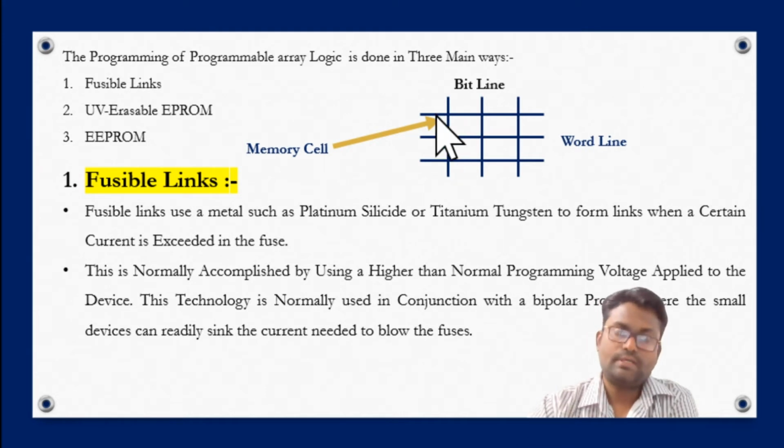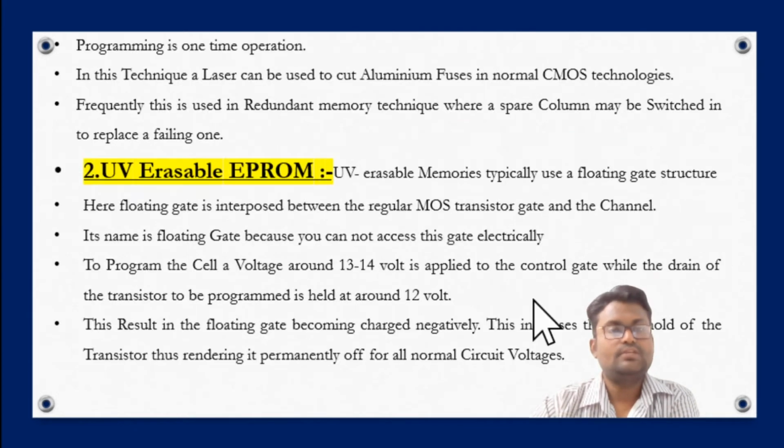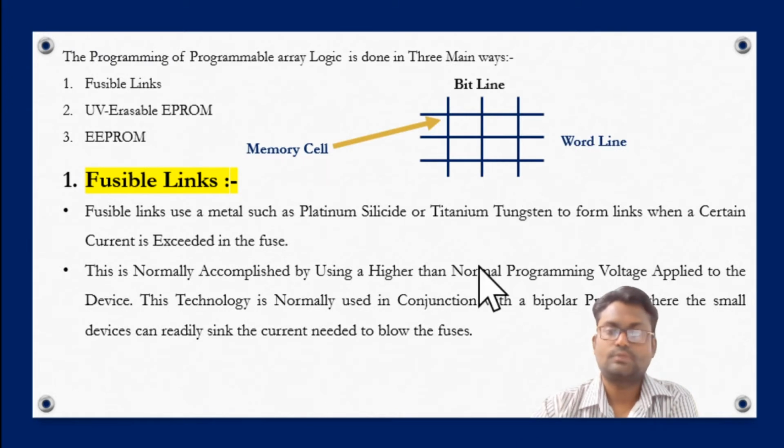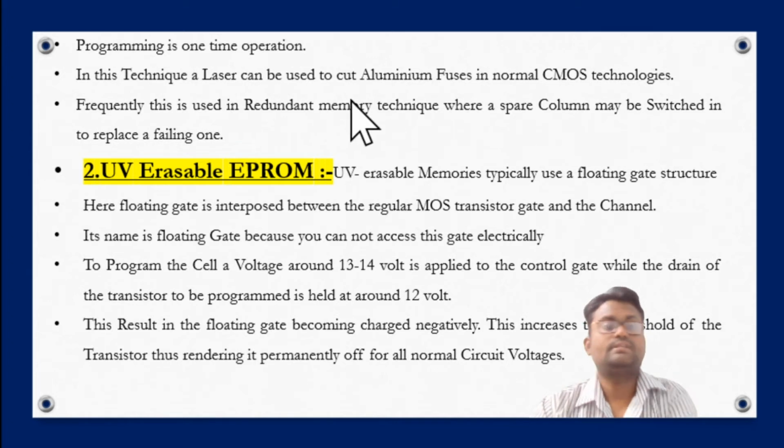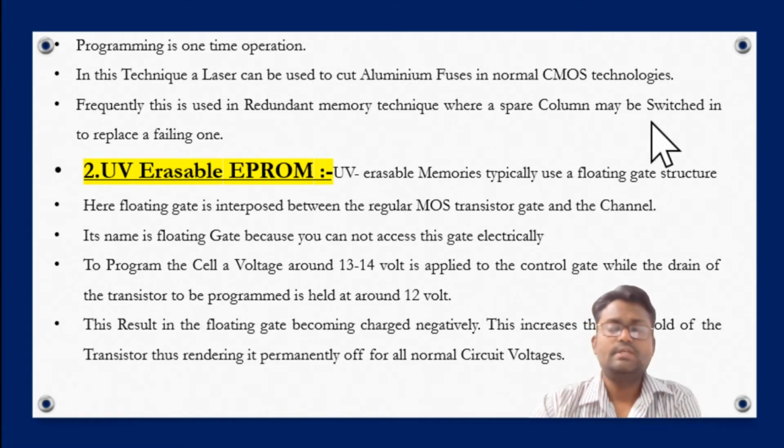And for separating the word line from the bit line, we can use UV rays to cut these fuses. So the main disadvantage of this fusible link is that we need a very high voltage to fuse the vertical line with the horizontal line, or to fuse the word line with the bit line, or for making a memory cell. And we need a certain laser technique or UV rays to cut these aluminum fuses. This is the main disadvantage of this memory cell.